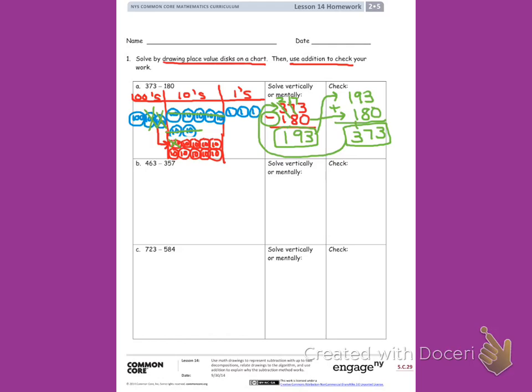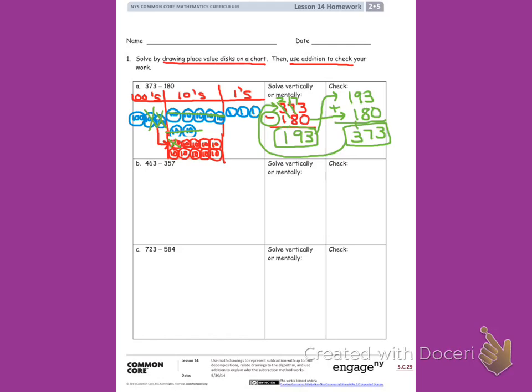Okay, these are the methods that you will use to solve the rest of the problems on this page. Remember, you're going to use a place value chart with discs, and then you'll solve vertically or mentally. I chose vertically. Once you have your answer, you can go ahead and use addition to check. If drawing the arrows helps you, feel free to do that. It's a strategy I like to use so that my teacher sees where my numbers came from.